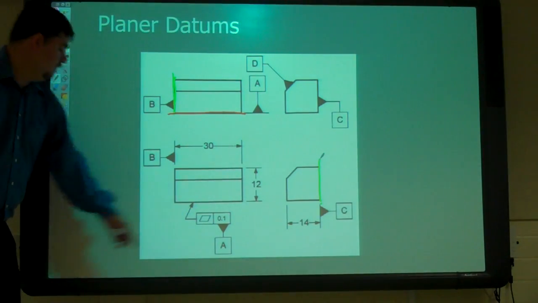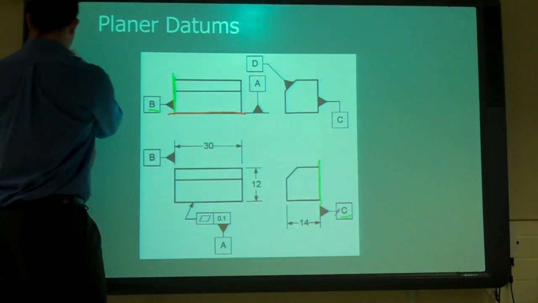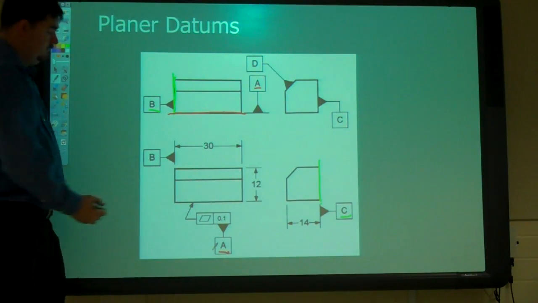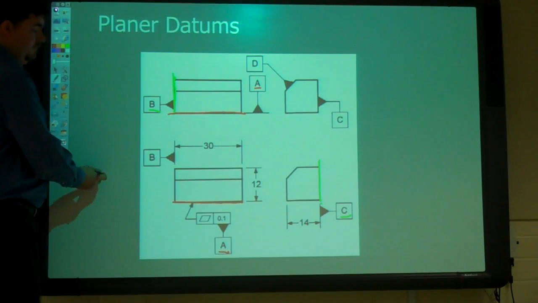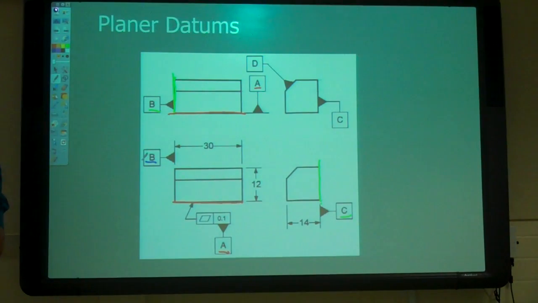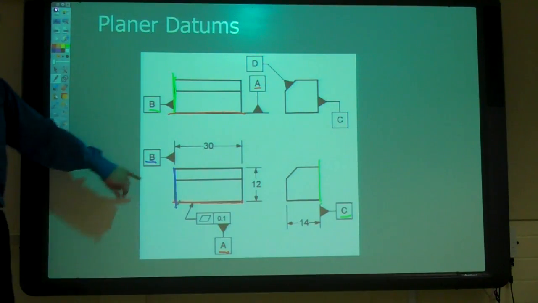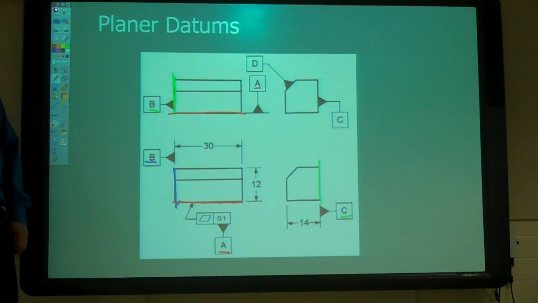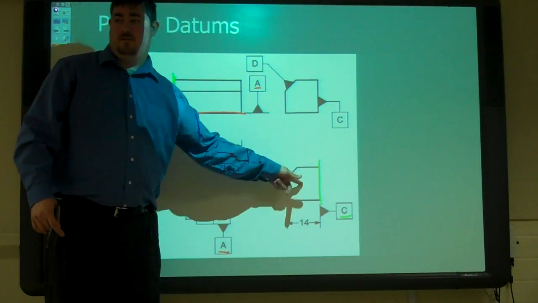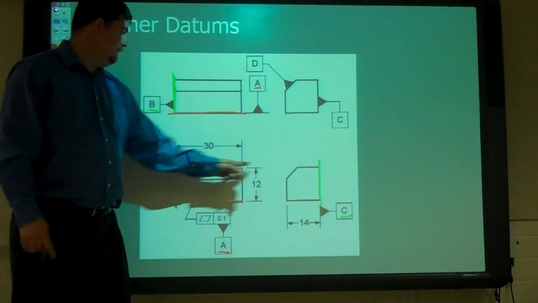What about this A down here? Where's the datum for A? On the bottom of that, this bottom surface here. Where's the datum for B? On this line right here. So it's that surface, not just the line, it's that surface. So is this datum B? No, because this surface is this. So the datum B would be over here.